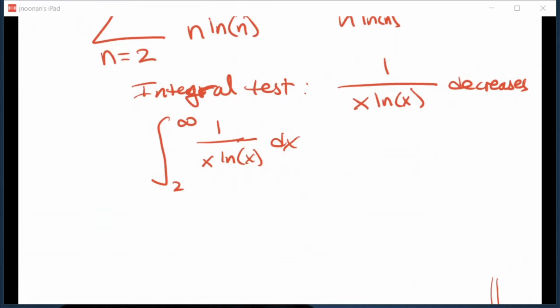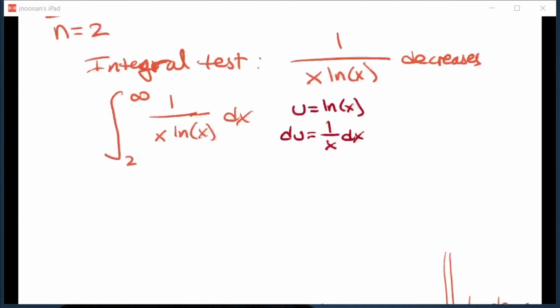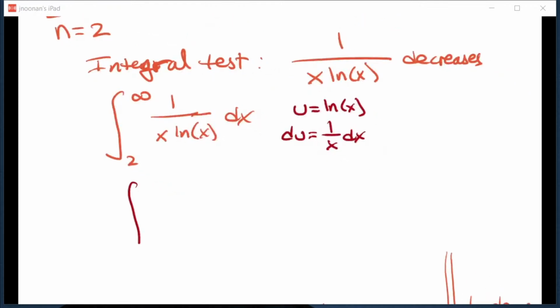So let's actually do this. Here you may feel like this is too much work, but let me do it. u is equal to the natural log of x. du is equal to 1 over x dx. Hopefully you can see that this is going to be the integral of 1 over natural log of x times 1 over x dx. So you see where everything came from and where it's going?